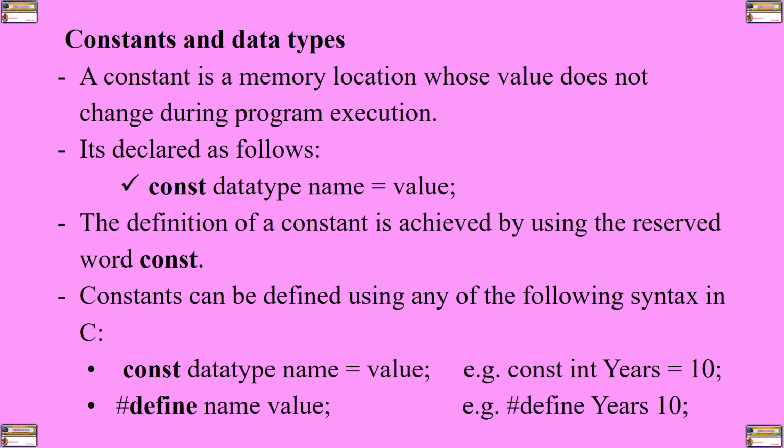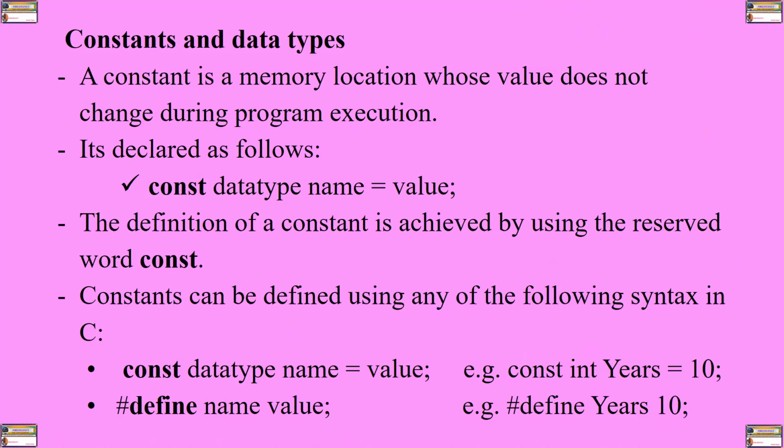The second method of defining a constant is using the hash define. So hash define followed by the name of the memory location, and the value you want to assign there. For example, #define years 10. You can see there's no equal sign, there's no assignment operator.